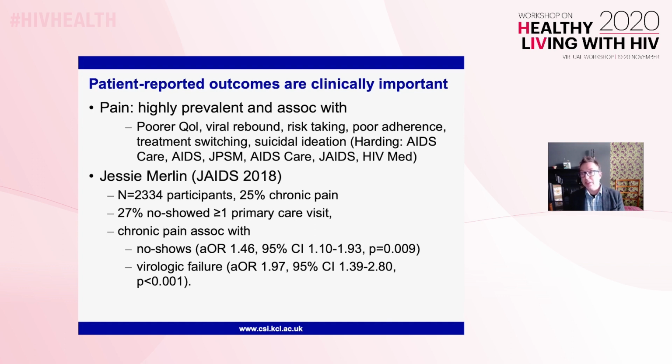We've identified that in a number of cross-sectional studies. The work by Jesse Merlin in the US has also identified that among the HIV outpatient cohort, 25% had chronic pain, and that's associated with no shows for at least one primary care visit. And chronic pain is associated with both no shows and virologic failure. So these are outcomes that matter.